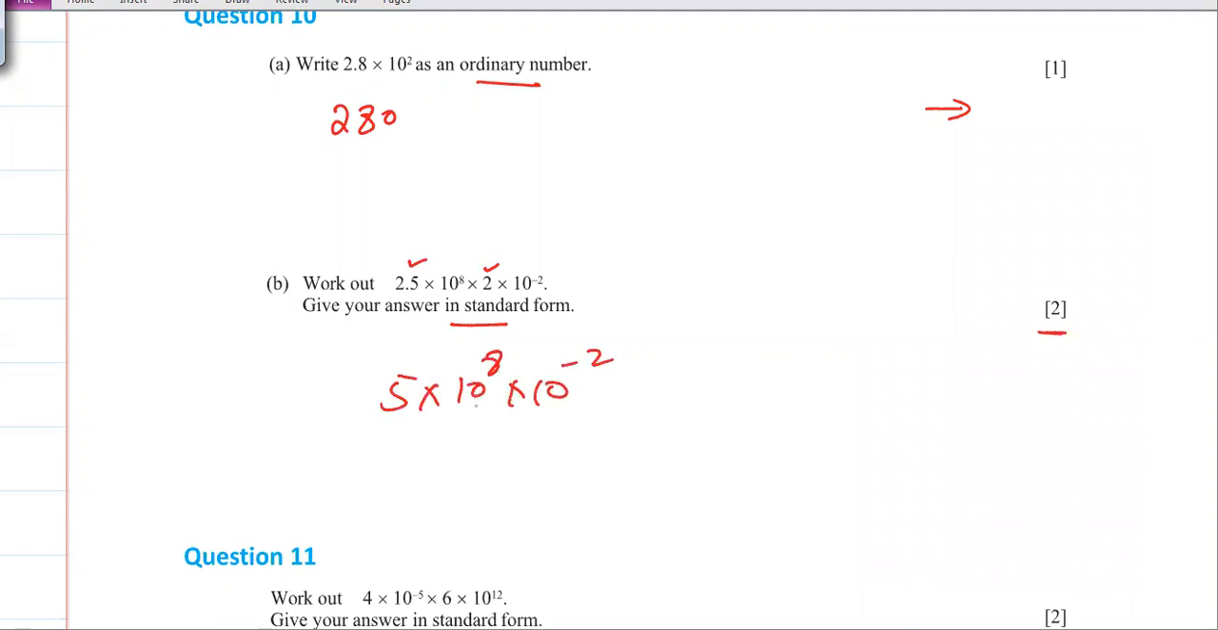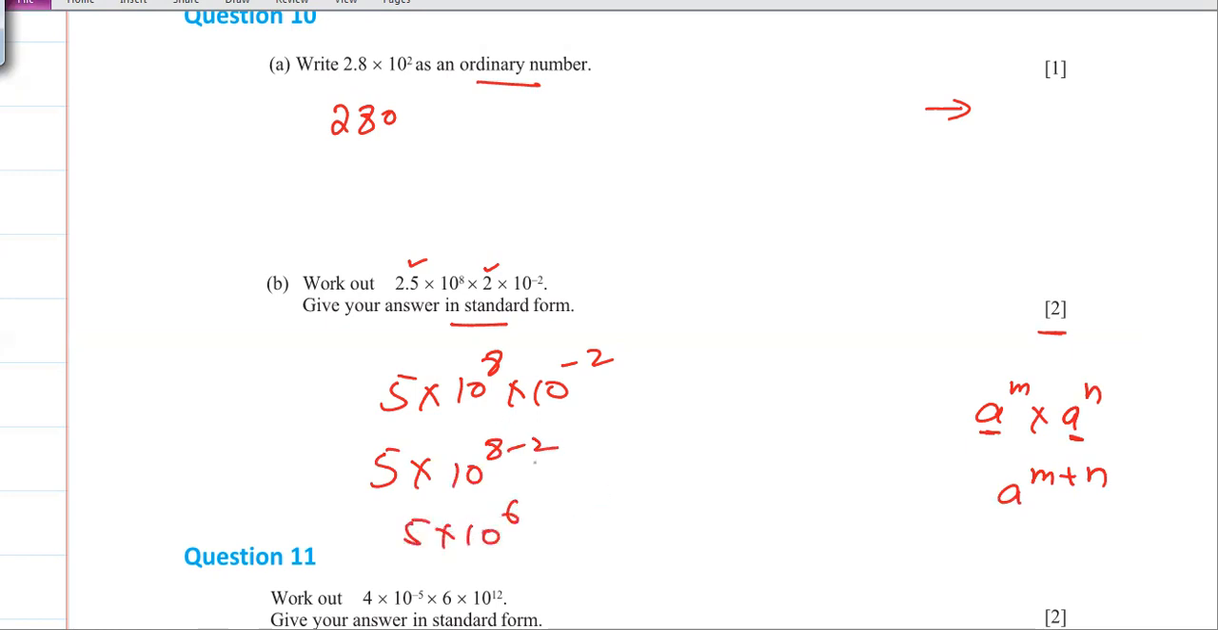Now there is a rule that we will study in the indices when we will study indices in detail. When two similar numbers are multiplying, like a power m multiplied with a power n, they have the same bases, so the powers will add. It will become m plus n and we will write the base one time. So right now here you can do the similar thing. 5 into 10 to the power, what will be 8 minus 2? So it will become 5 into 10 to the power 6. So that will be the standard form.